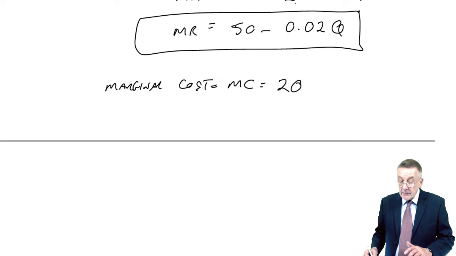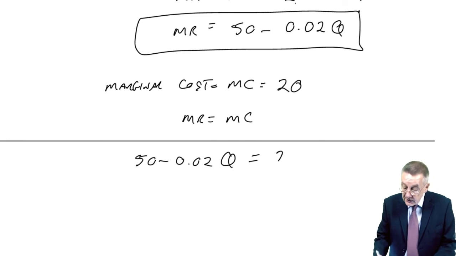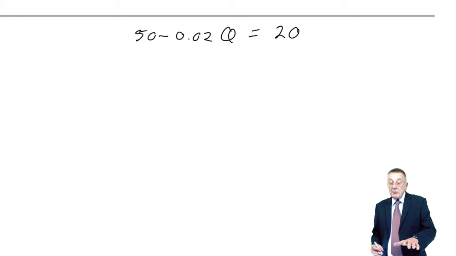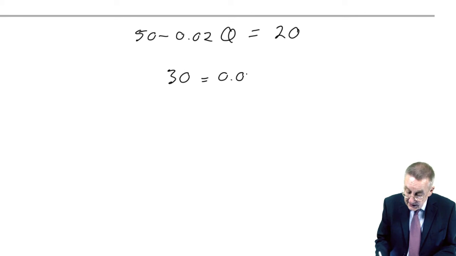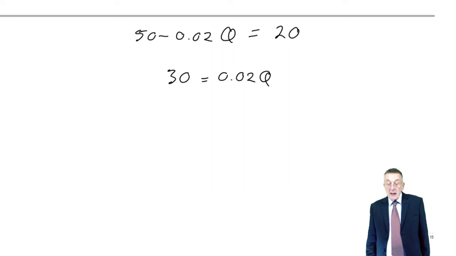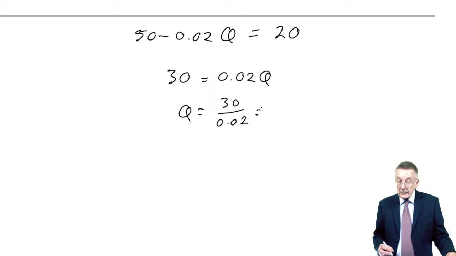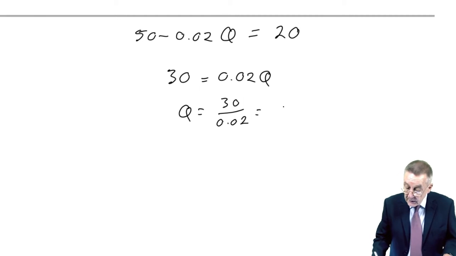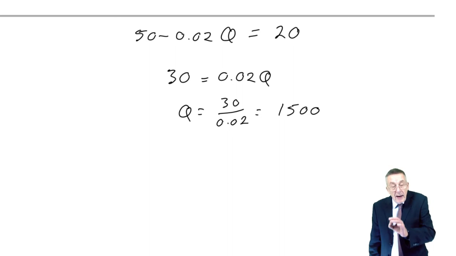A tiny bit of algebra, but we want marginal revenue to be equal to marginal cost. The marginal revenue is 50 minus 0.02Q. The marginal cost is 20. And so, a bit of rearranging. If I subtract 20 from both sides, 50 minus 20 is 30. If I add 0.02Q to both sides, 0.02Q is 30, and therefore Q is 30 divided by 0.02, and I always get that number of zeros wrong, so it's 1,500. And so the maximum profit will occur when the demand is 1,500.